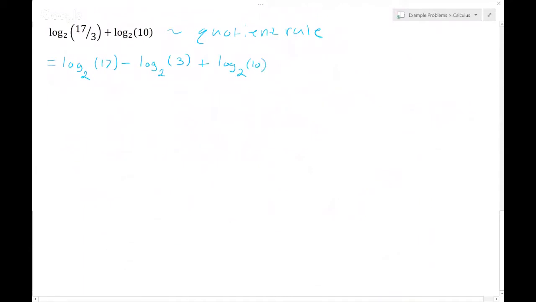And since the bases are the same in this problem, we can then just ignore them and use addition as we would just with normal numbers. And so we can reduce this down to being log base 2 of 24, since 17 minus 3 gives us 14 plus 10 gives us 24.